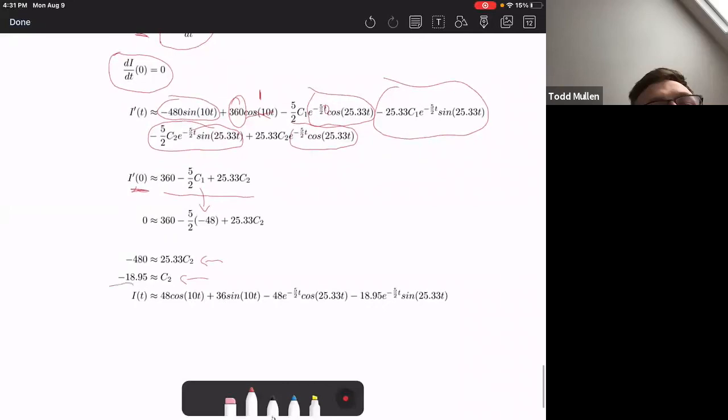So we get that the equation for our current, I, is approximately 48 cos of 10t plus 36 sine of 10t minus 48 e to the negative 5 over 2t cos 25.33t minus 18.95 e to the negative 5 over 2t sine 25.33t.